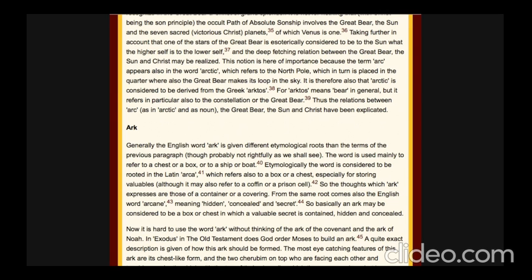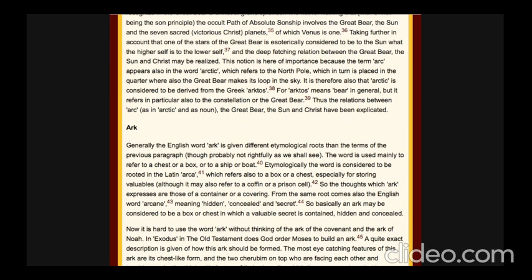From the same roots comes also the English word arcane, meaning hidden, concealed, and secret. So basically, an ark may be considered to be a box or chest in which a valuable secret is contained, hidden, and concealed. Now, it is hard to use the word ark without thinking of the Ark of the Covenant and the Ark of Noah.